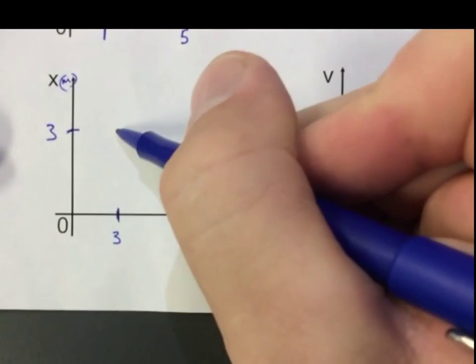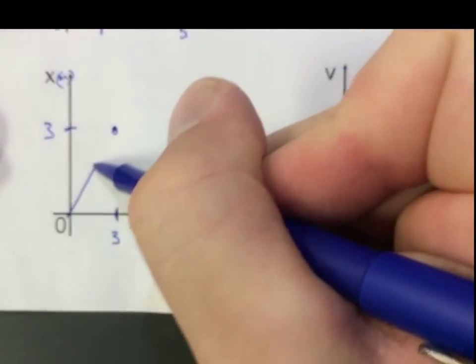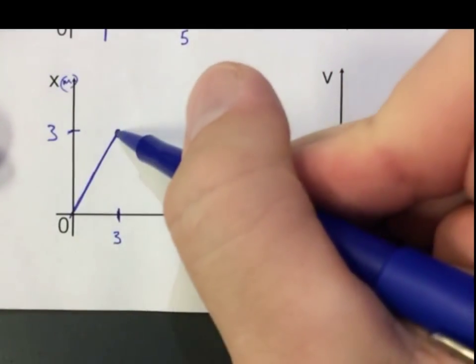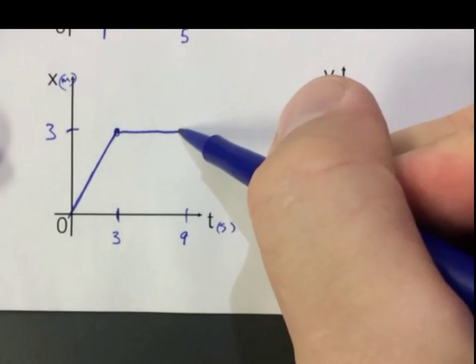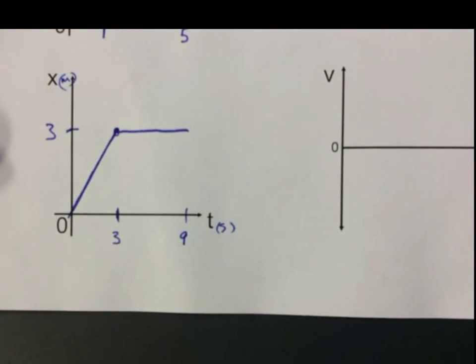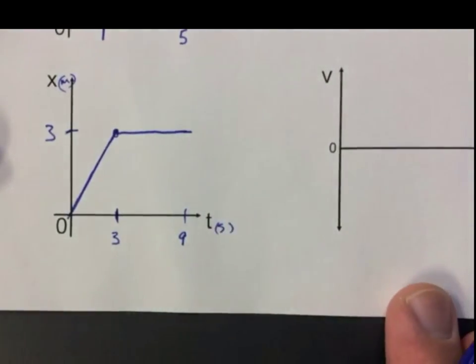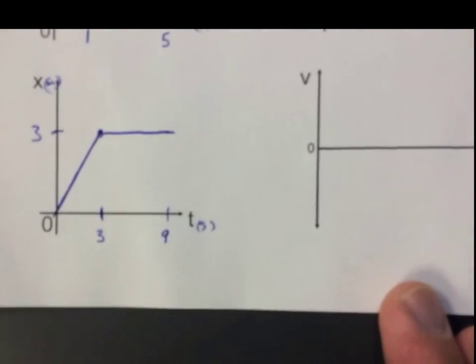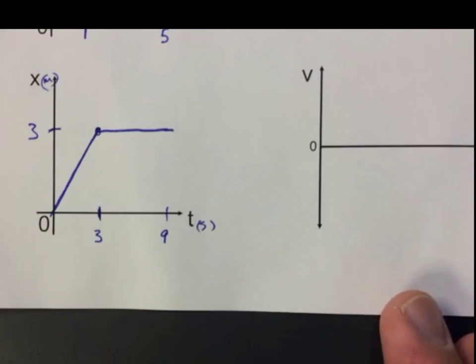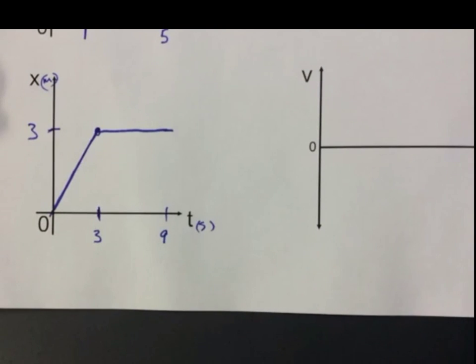Okay, so what happens here is the object is going to travel from 0 to 3 meters, and it's going to take 3 seconds to do that. And then it's just going to stand still until 9 seconds. What would the velocity versus time graph look like in this situation? So go ahead, pause the video, see if you can come up with it, and then we'll come back.